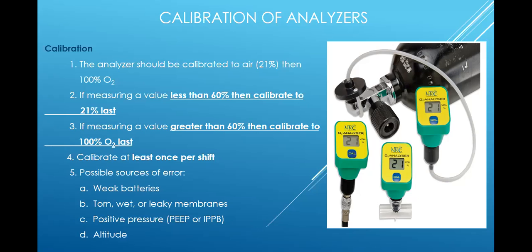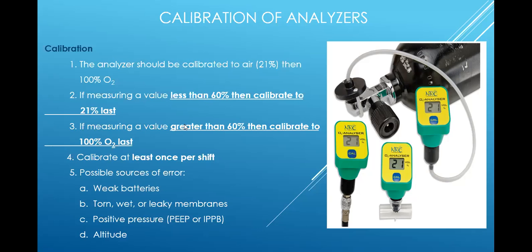100. So if I tell you Mr. Johnson is on 75% FiO2, you're going to pull out your analyzer and calibrate to 21% and then 100%, because you do 100% last when they're greater than 60%. Okay? That's all. That's as tricky as it gets. That is it. But you have to remember that because it's going to give you a false reading if you don't. Okay? It could give you a false reading.